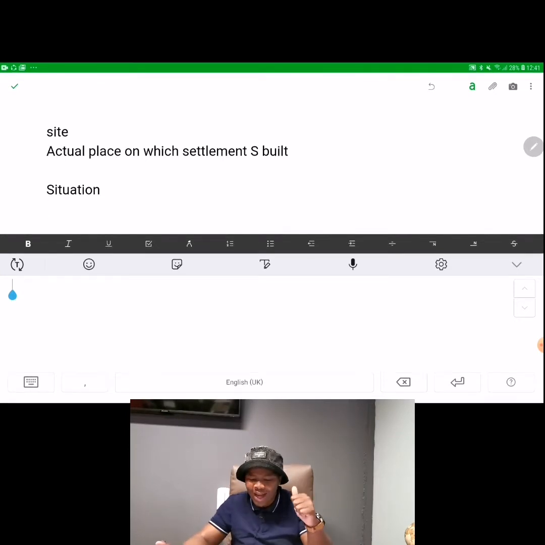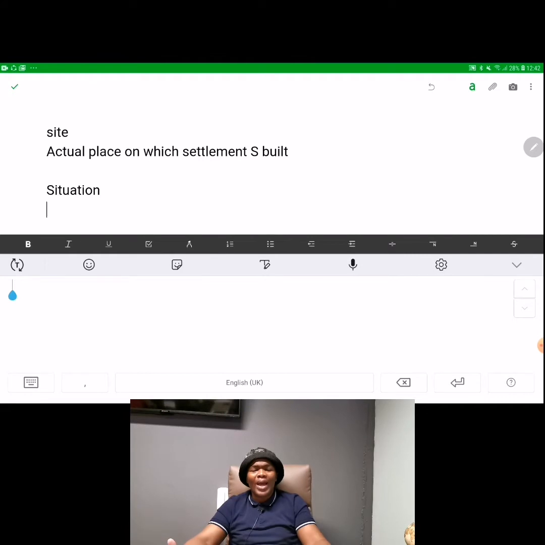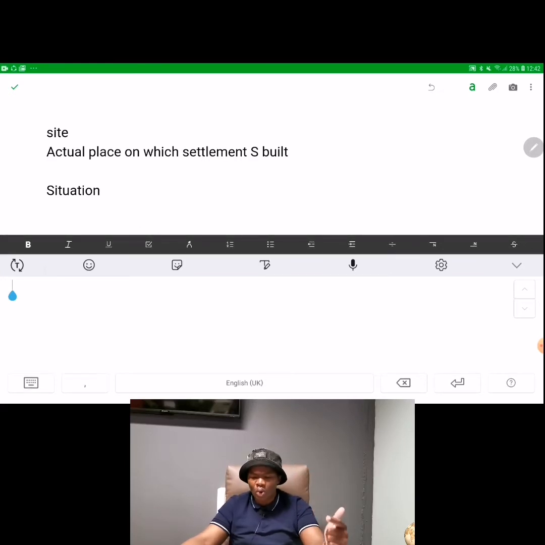So those are the factors that influence the site of a settlement. As I've mentioned, we have the physical factors, economic factors, trade and transport factors, political, and also historical factors. But you need to engage with these factors in detail. For instance, when you are asked to elaborate on physical factors that influence the site of a settlement, you need to talk about the water, the national roads, the fertile soil, and also grazing.